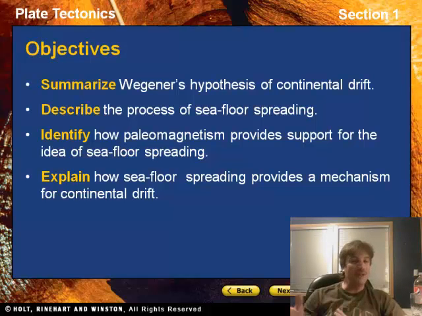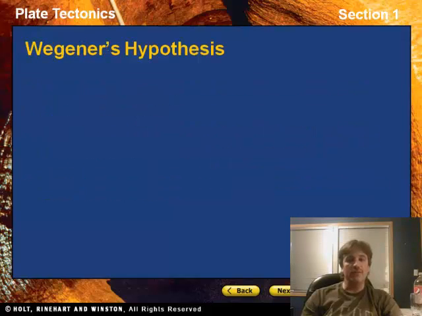And you're going to need to keep track of that because there's going to be a big essay at the end of putting this all together in one big paper, basically, if you will. So let's start with summarizing Wegener's theory of continental drift.